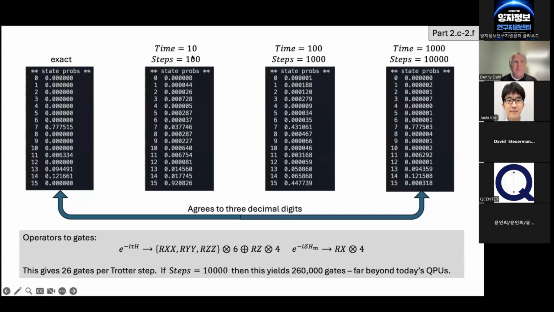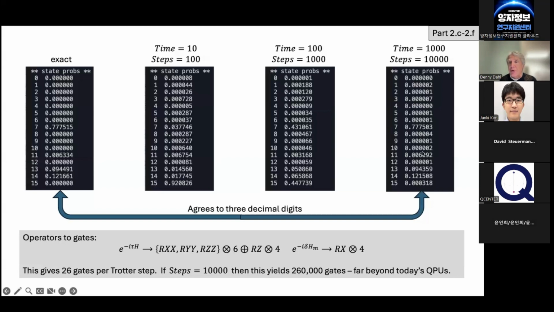So let's go from time equals 10 to time equals 100. Now you'll see that the probability in state 15 has dropped to 0.44. That's good, but it's not good enough. So again, let's increase the time by another factor of 10, from 100 to 1000. At this point, the probability in state 15 has dropped to 0.000318. That's very close to zero. It looks like it's probably good enough.